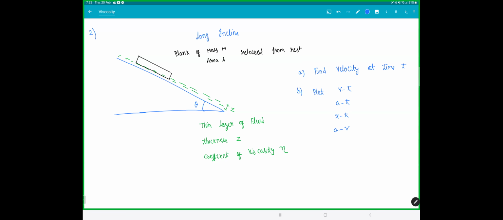This would be a good paragraph question or a more-than-one-choice question. So we have a long incline, gravity is there. The mg sin theta is dragging you down. Viscous force will act on you backwards. So find the velocity of this plank after time t and plot the v-t graph, a-t graph, x-t graph, and acceleration-velocity graph. 4 graphs. If this is a paragraph, I would ask you velocity and the x-t graph, or I can also ask graphs in matrix matching.